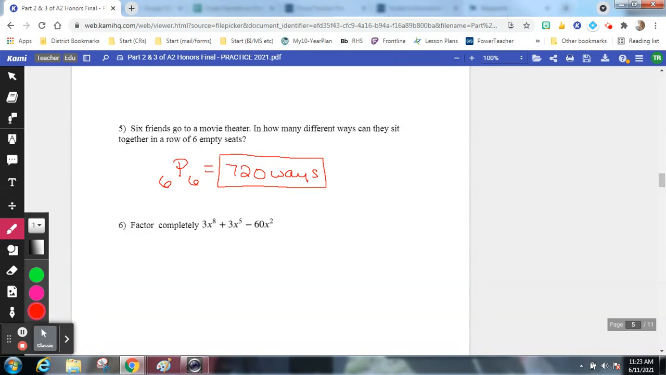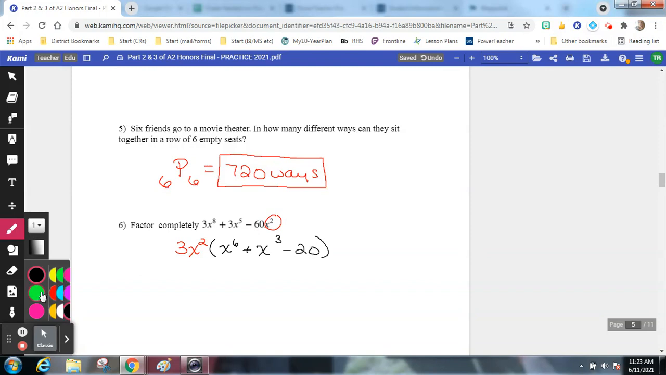And our last problem for the short answers is factoring. So we're going to factor this. We can see they are all divisible by 3. They all have an x, and the smallest power of x is x squared. So we take that out. When we do, we divide them all. We get x to the 6th plus x to the 3rd minus 20.